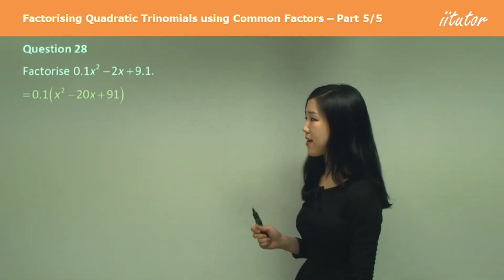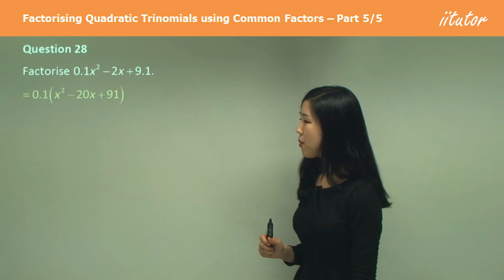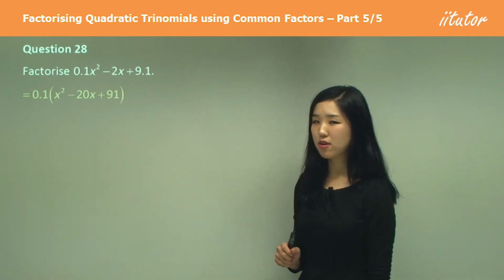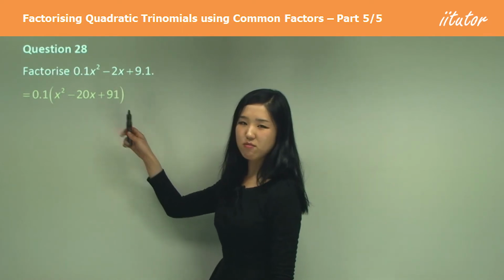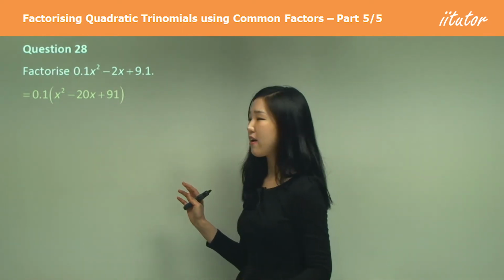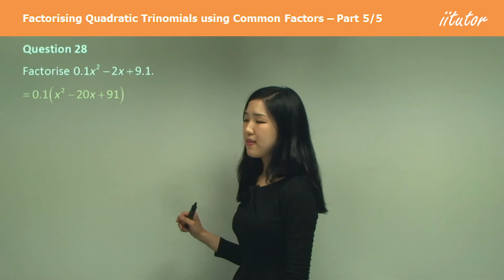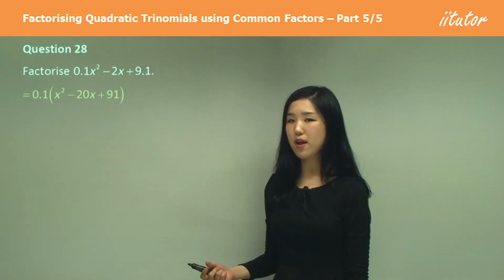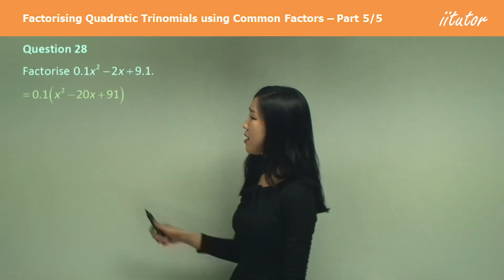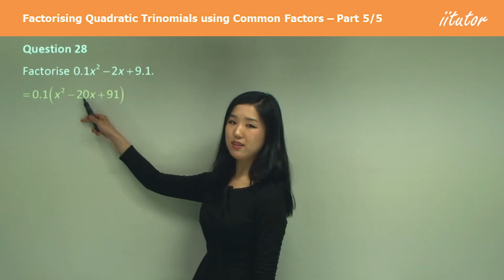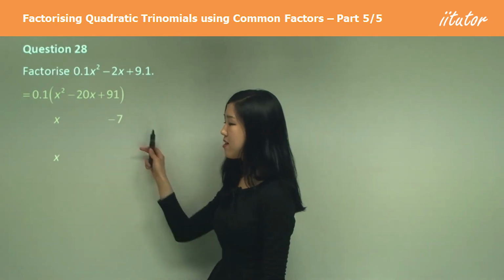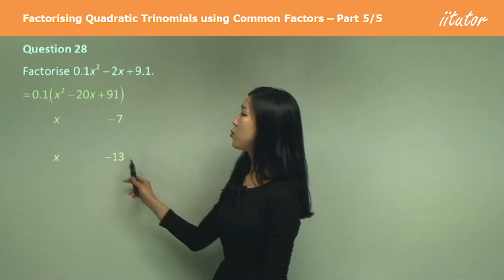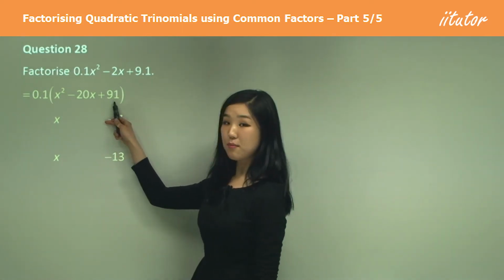Okay, so now we'll factorize the inside. I'm going to try and use 13 and 7, which makes 91. If you didn't really know that, you might try a bit of trial and error, so spend some time finding the factors of 91. But I'm going to use 7 and 13 because I know that 7 plus 13 is 20. I'll put my x's on my left. I'm going to use negative 7 and negative 13 because we need negative 20 and this is a positive.